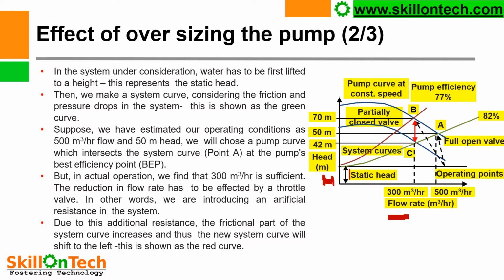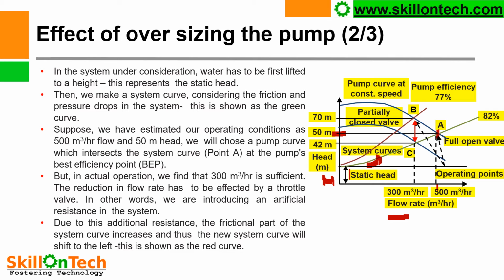Then we make a system curve considering the friction and pressure drops in the system. This is shown as the green curve. Suppose we have estimated our operating condition as 500 meter cube per hour flow and 50 meter head. So this is our head requirement and this is our flow requirement. We can see that this system curve is intersecting the pump characteristics curve at point A here, and that is the best efficiency point where we are getting 82% efficiency.